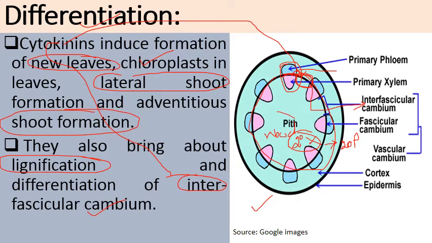Most of the dicots show this secondary growth, that is growth in girth, and it is controlled by the activity of cambium, which is the interfascicular as well as fascicular cambium.